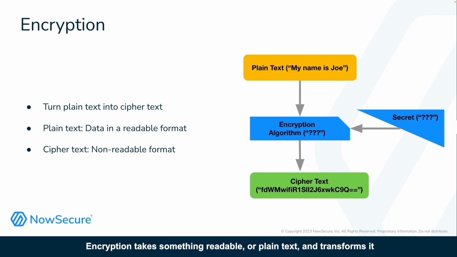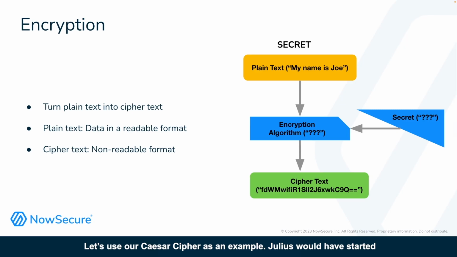Encryption takes something readable, or plain text, and transforms it into something that is not readable, also known as ciphertext. Sometimes it's necessary to share a secret. The receiver can use this secret to undo the encryption to recover the original message.